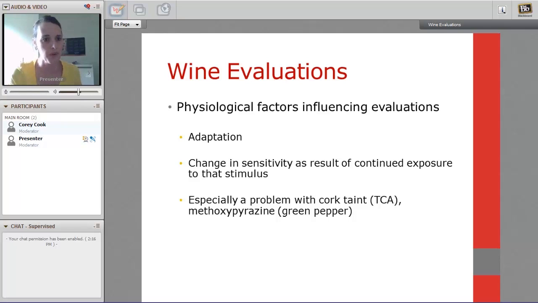So when we talk about the evaluation of wine aromas, it's 2 to 3 short, sharp sniffs, and then you rest for about 30 seconds. There's a point of diminishing returns. If you keep sniffing, you're kind of adapted to those aromas and you're not going to get any new information.